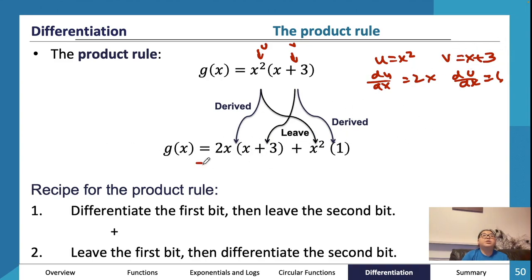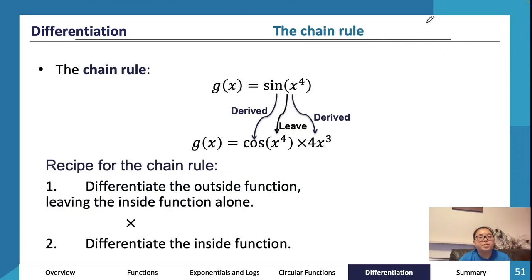And then you just make sure everything's simplified, so you get 2x squared plus 6x plus x squared, which is just going to equal 3x squared plus 6x, and then you just leave it. So diff one, leave the other, diff the other, leave the one. Essentially, you can also set it up like this and just do a crisscross match as well.